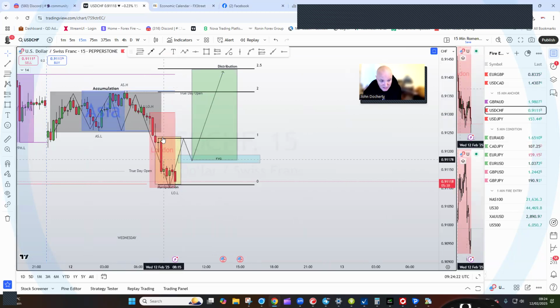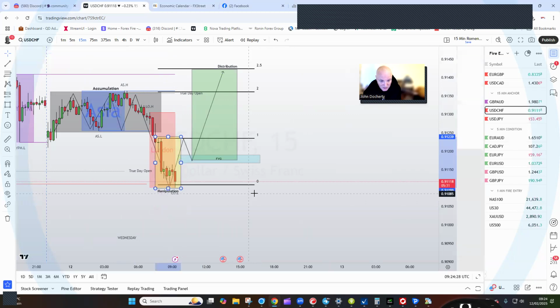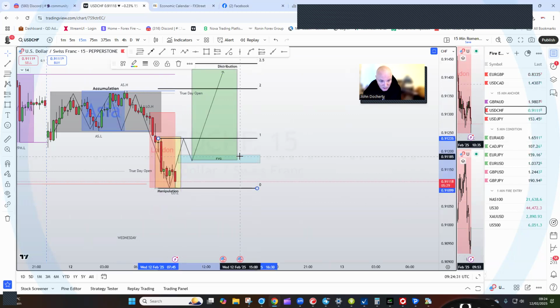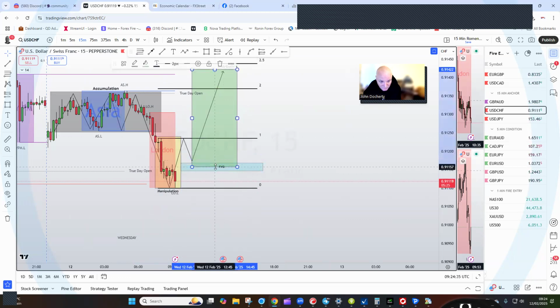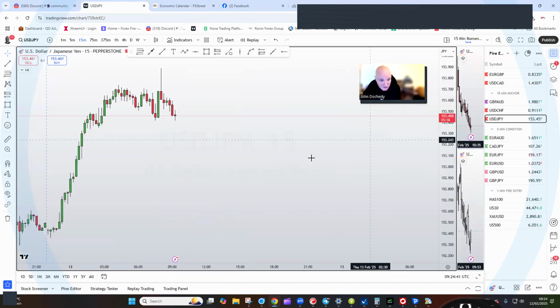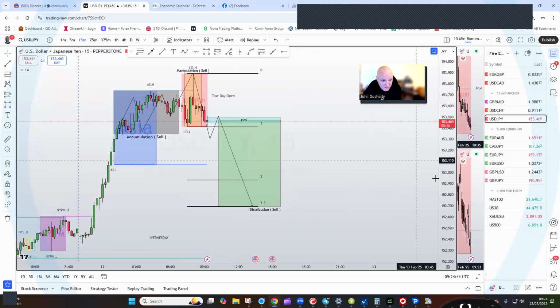Again, accumulation, manipulation. It might be that we need to bring this further down. If it does, we simply follow it, okay? And we follow this down as well. We just bring all the bits of the puzzle down until we start seeing the momentum shift to the way we want it to. Okay, so again, onto the USD JPY.